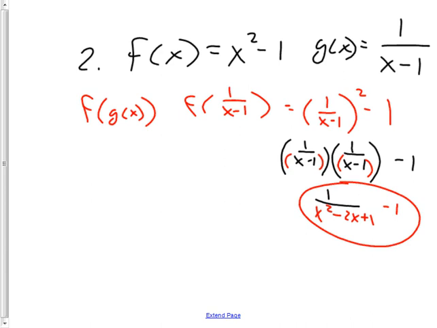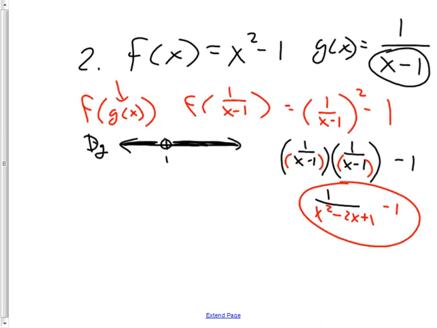Now, what is its domain? It's the domain of the inside one. So to make my 2 number lines, I'm going to make a number line here for the domain of g. The domain of the g function is that the bottom here can't be 0, so x can't be 1. So here's 1, and it can't be 1. Could be anything else. That's D of g.